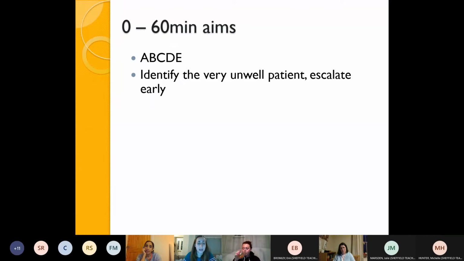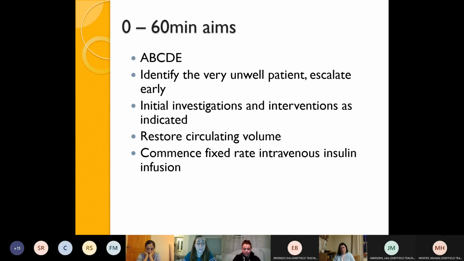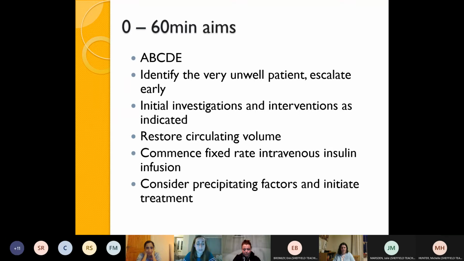So our aims in the first hour are to thoroughly assess the patient, essentially. So identify those who are unwell and escalate early. Start restoring their circulating volume, and commence fixed rate IV insulin. And then we're thinking about what are the precipitating factors. So why has this patient gone into DKA? And start the treatment for that.